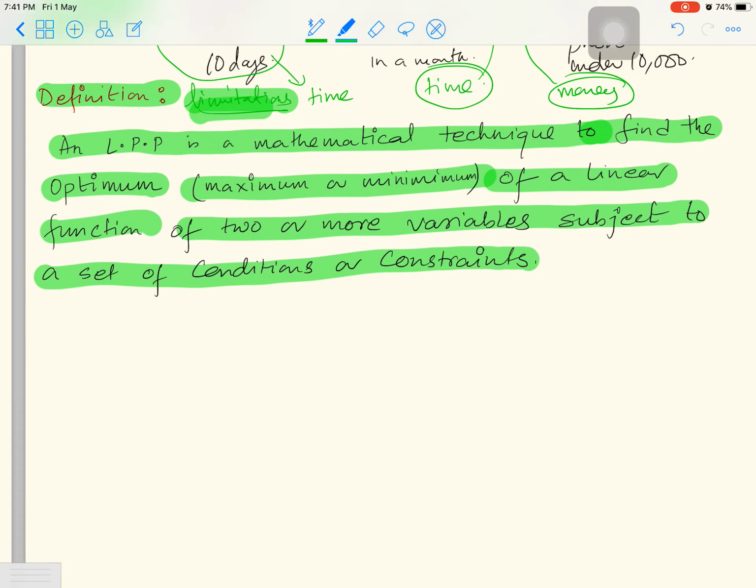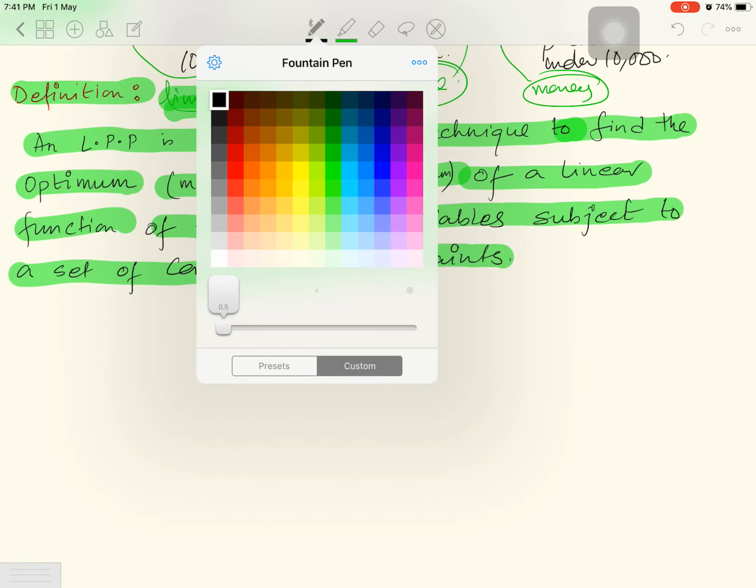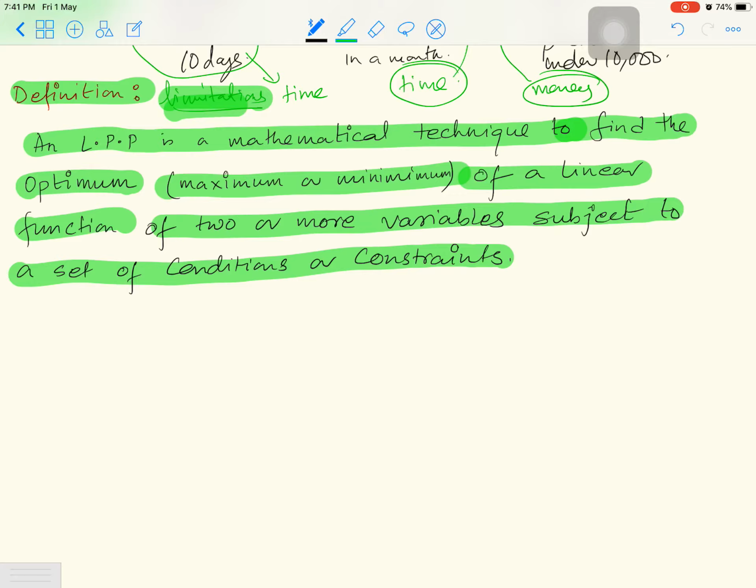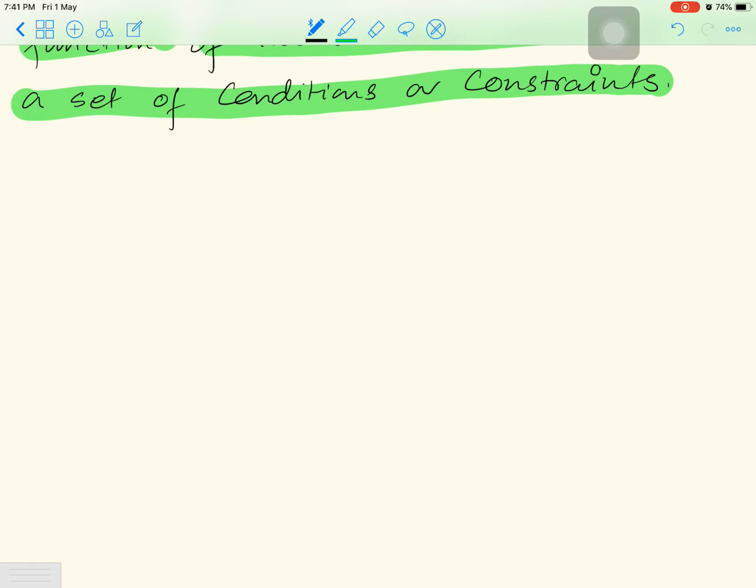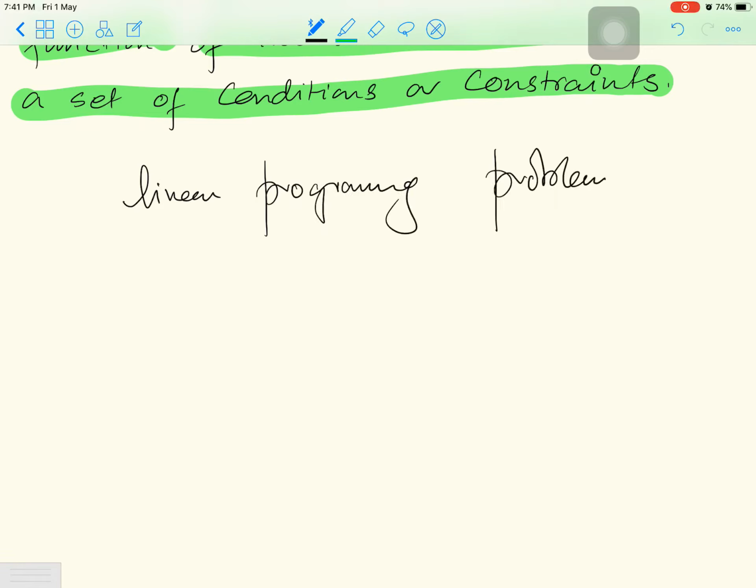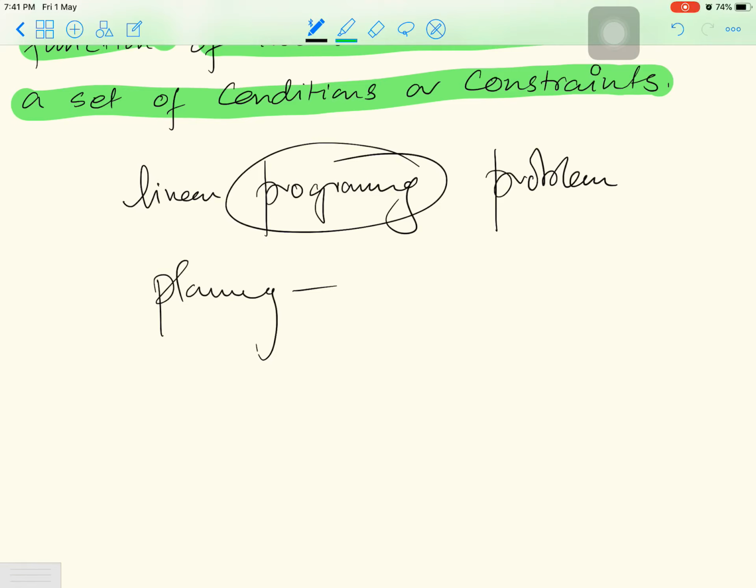So now let me come to a few important words. As we know, linear programming problem. Now what is programming? Programming would mean planning, very simple, planning or making a plan of action, you may say, making a plan. Same meaning.